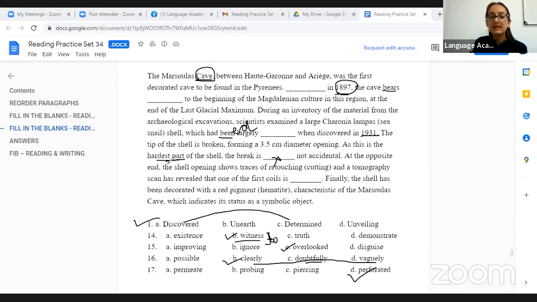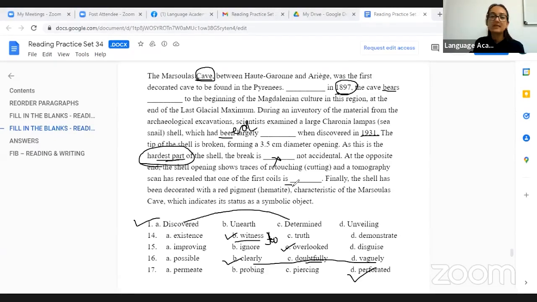The fourth one says, because it's the hardest part, it cannot be accidental. So clearly it's not an accident, and reveal that one of the first coils is dashed. So with "is" we will again use the third form of the verb: coils is perforated.